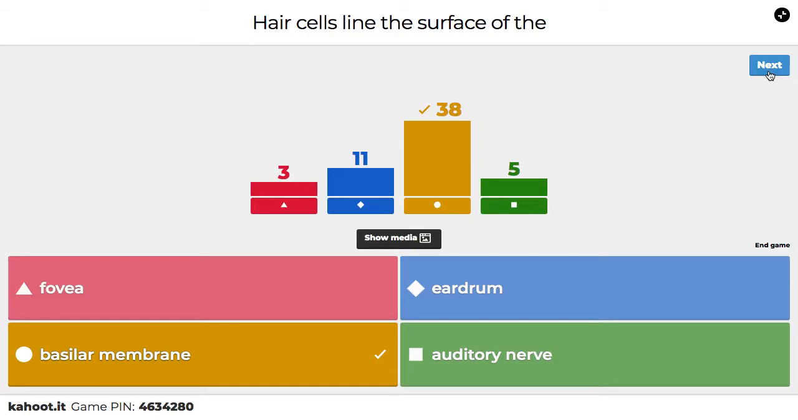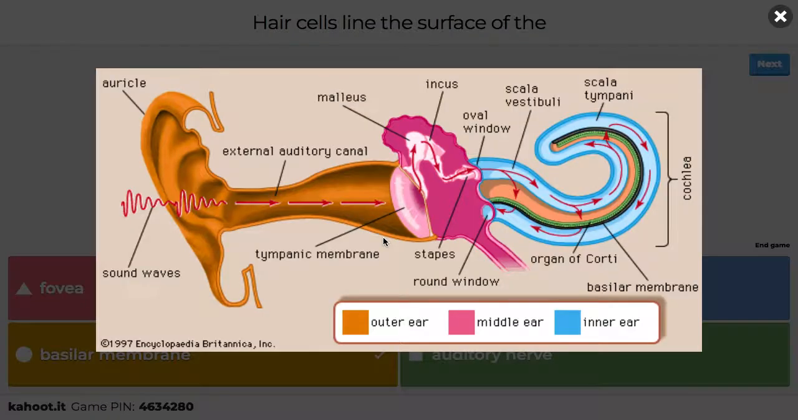Hair cells. Hair cells have to do with transduction. They're lining the basilar membrane inside the cochlea. So this picture kind of shows it. Here you would have the hair cells within the cochlea, on the basilar membrane.